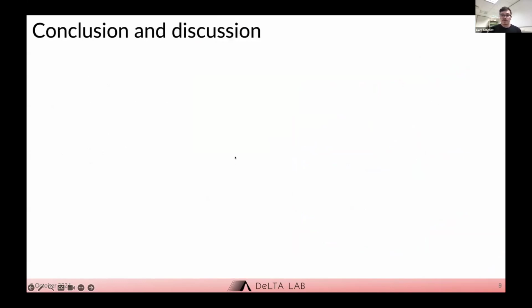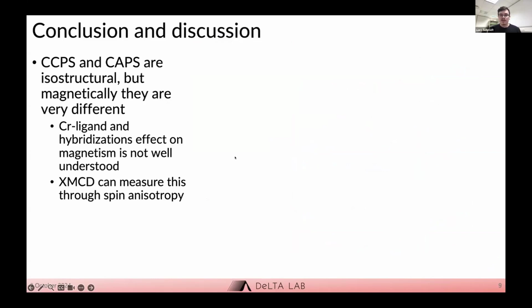So in conclusion, despite being structurally similar, CCPS and CAPS differ greatly in terms of their magnetism. Moreover, the chromium-ligand interactions and hybridization effects on the magnetism are not fully understood. To elucidate this, we use XMCD to quantify the magnetism and compare CCPS and CAPS through measurements of the spin anisotropy and the spin and orbital moments.